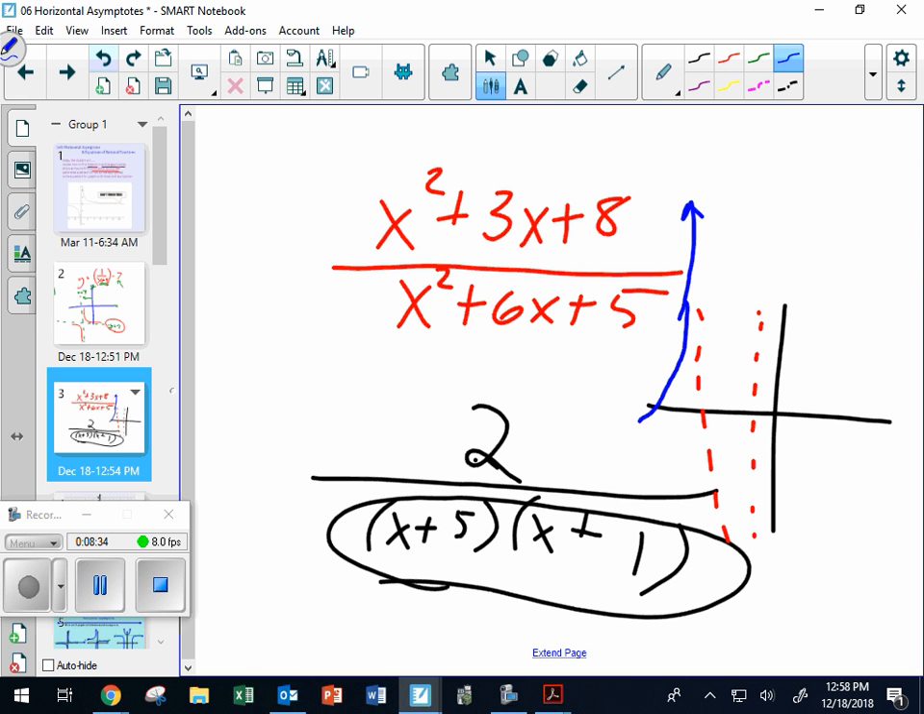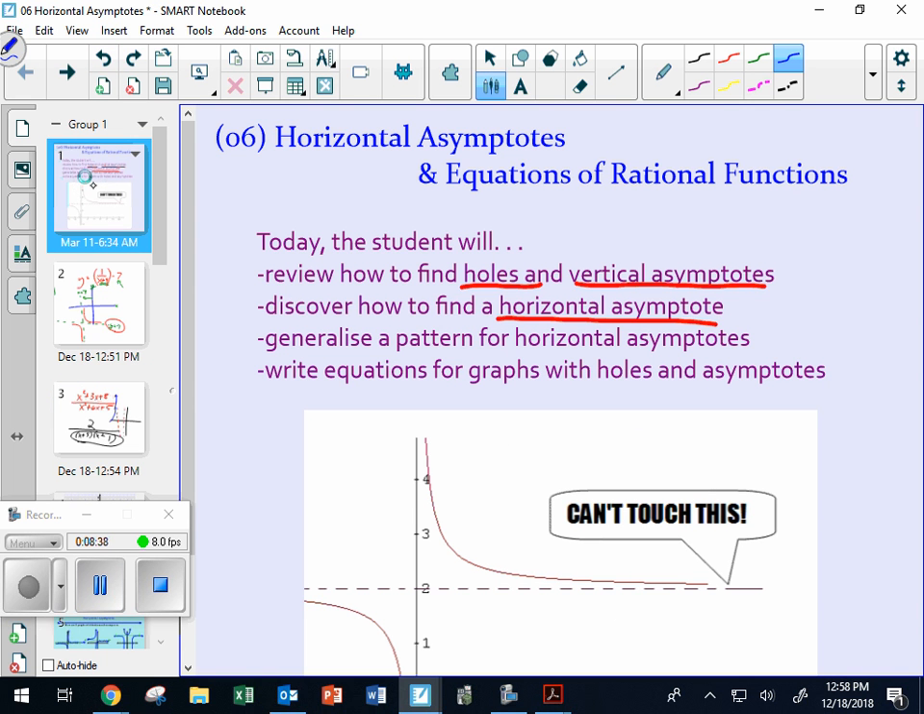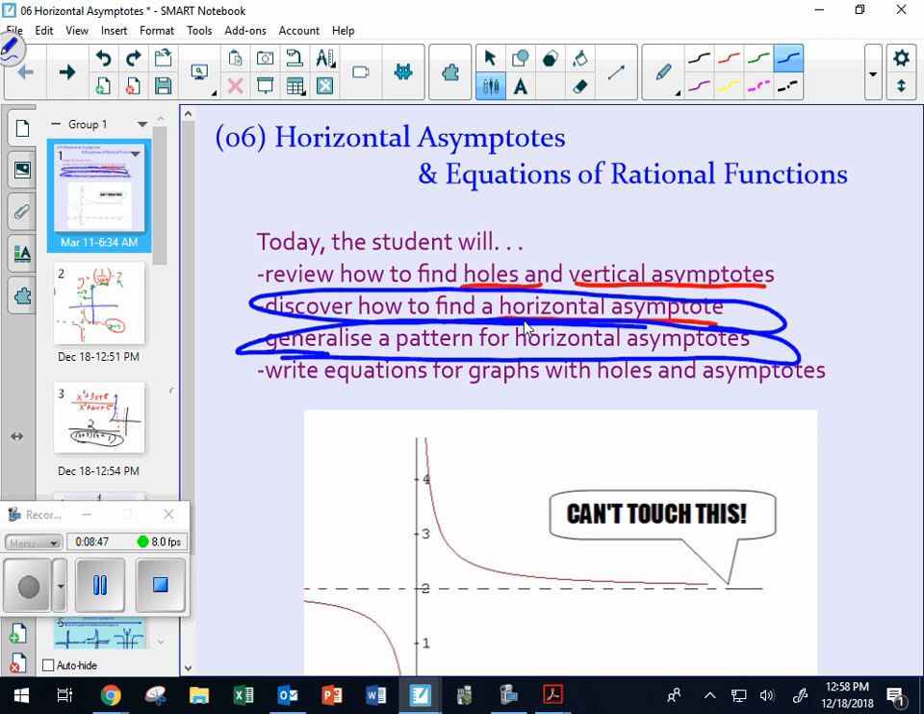All right, so now let's talk about what you don't know. You don't know how to find a horizontal asymptote when it's not a simple one. So then we're going to generalize a pattern for it. And we're going to give you a graph, and you have to write the equation. That's the most advanced kind. The cool part is, big picture, this is the last new stuff. And then we review tomorrow.